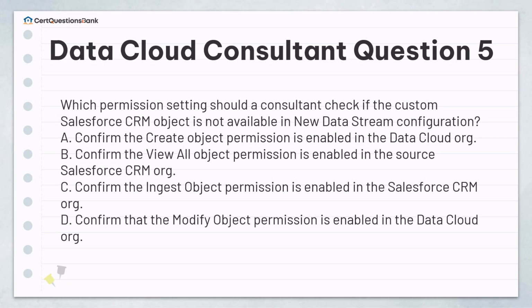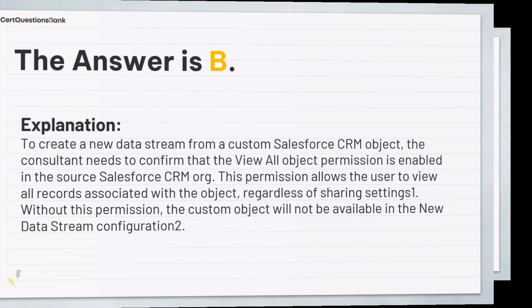Which permission setting should a consultant check if the custom Salesforce CRM object is not available in new data stream configuration? A. Confirm the Create Object permission is enabled in the Data Cloud org. B. Confirm the View All Object permission is enabled in the source Salesforce CRM org. C. Confirm the Ingest Object permission is enabled in the Salesforce CRM org. D. Confirm that the Modify Object permission is enabled in the Data Cloud org. The answer is B.